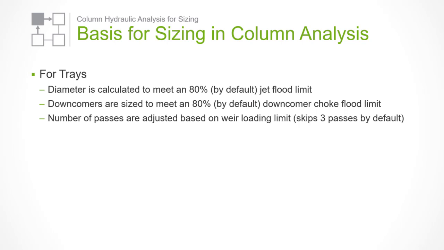By default, for a tray internal type, the diameter is calculated to meet an 80% jet flood limit. Downcomers are sized to meet an 80% downcomer choke flood limit, and the number of passes are adjusted based on their wear loading limit. 3-pass trays are skipped during sizing due to their asymmetry and tendency for operational issues.